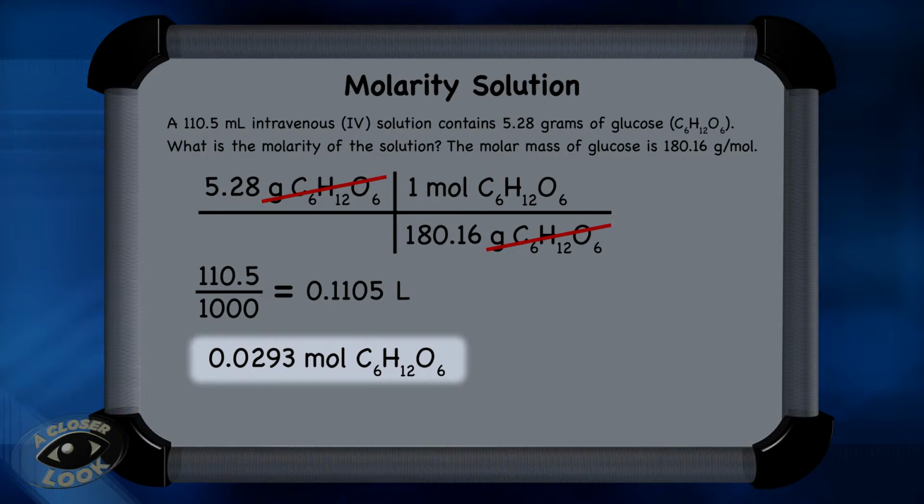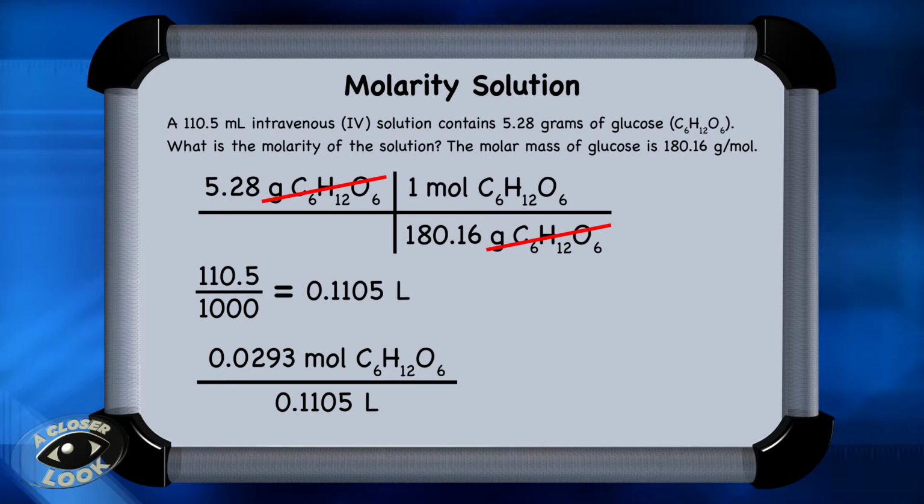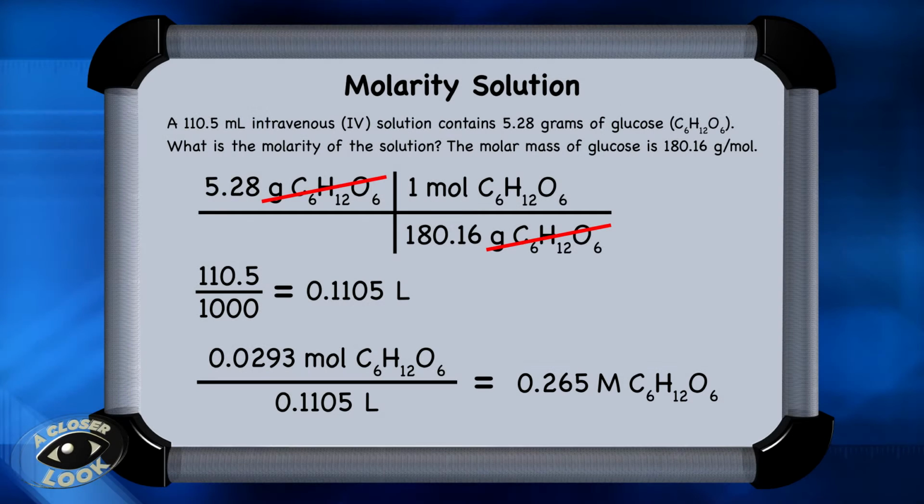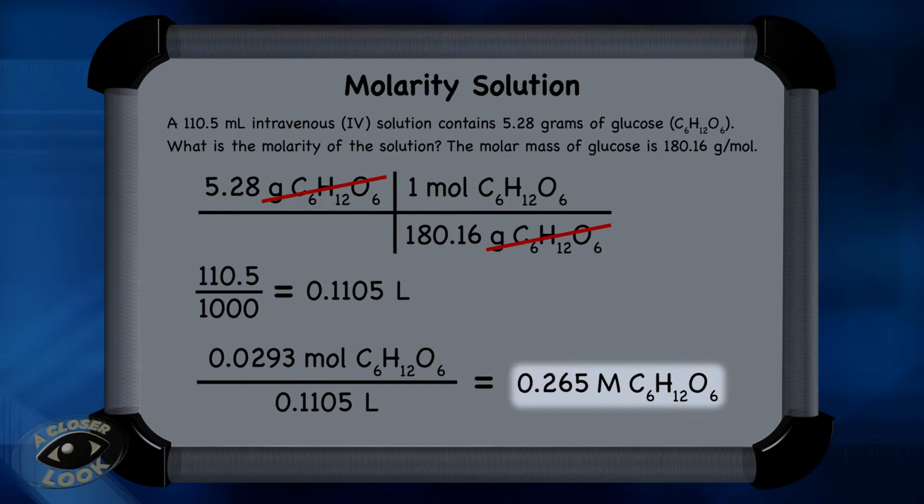The last step is to divide the moles of the solute by the liters of the solution. And 0.0293 divided by 0.1105 equals 0.265 after rounding to three significant figures. We represent that with a capital M, which indicates molarity. This solution could be labeled 0.265 capital M C6H12O6, which would be read as a 0.265 molar glucose solution.